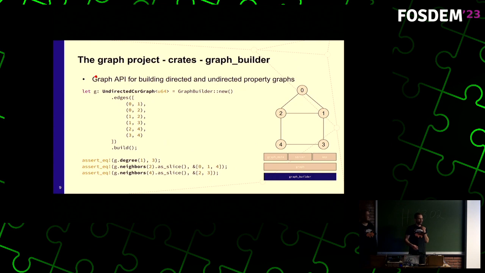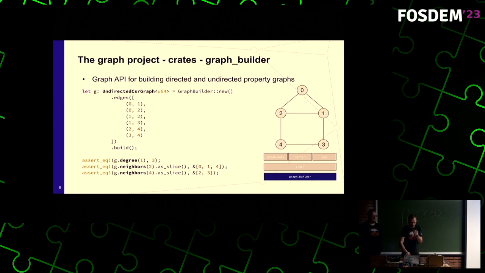So it's very similar to collect, where you can specify I want to collect into a Vec or a String or something like that. Basically, we use the type system here, which is very nice and expressive in comparison to Java, to define what the output of this function call is. And we have this undirected CSR graph, which is a concrete implementation of a graph. And the type parameter we use here, u64, is the type for the node IDs.